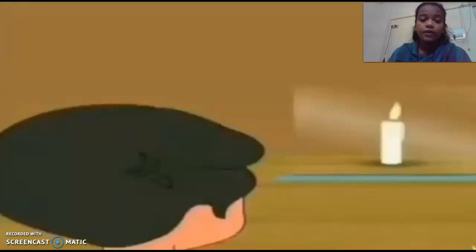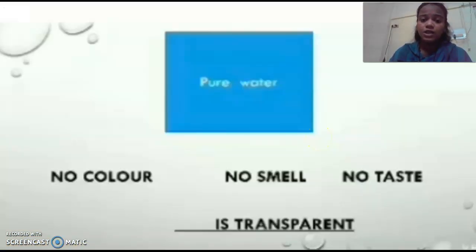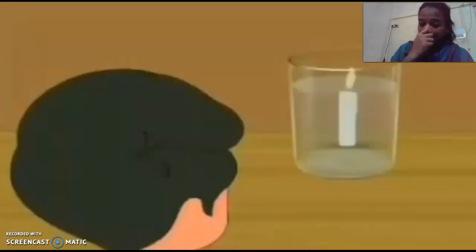But if we take a glass of water instead of cardboard, are we able to see the candle then? Yes, exactly. We are able to see because a glass of water is a transparent thing. Here, can you name some objects which are transparent? Think and you can put your answer in the comment box.